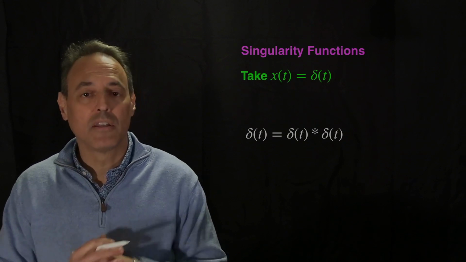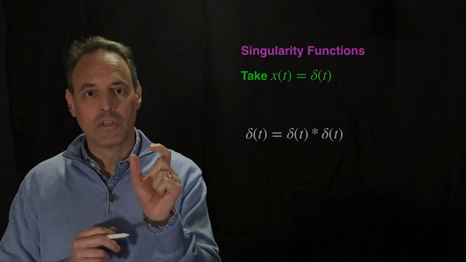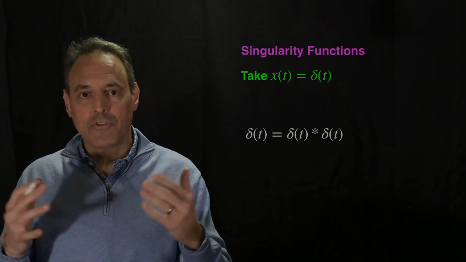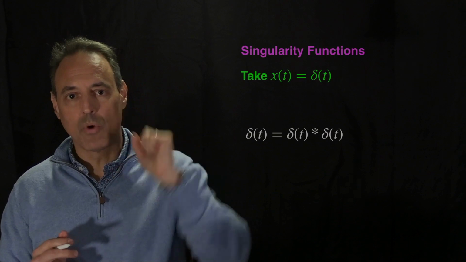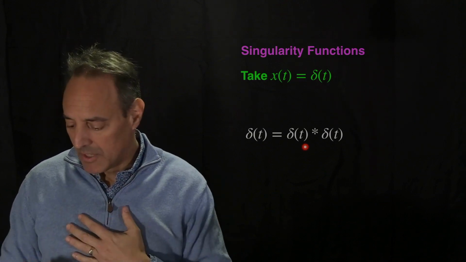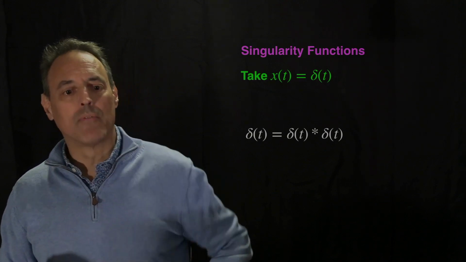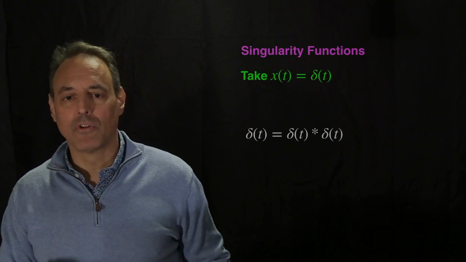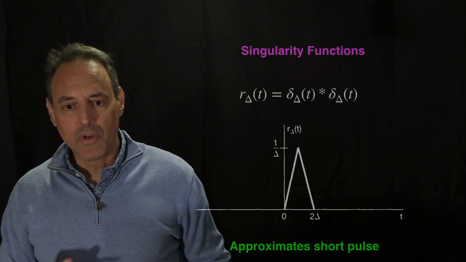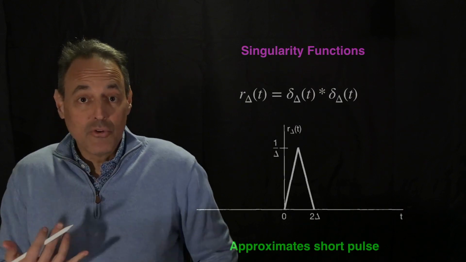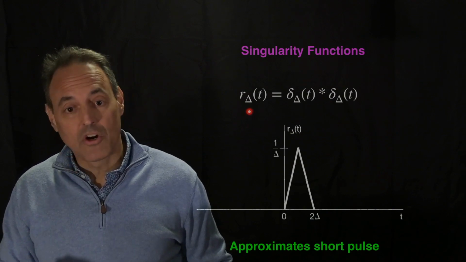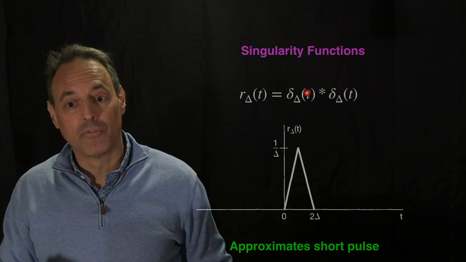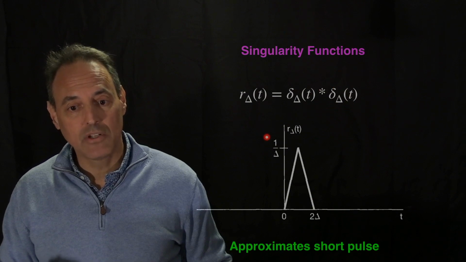The way we defined a delta function previously was we took the limit as delta went to 0 of a box that had width delta and height 1 over delta. But now here is a different way of representing this delta function. It's convolution with itself. And what does that look like? So this is a new singular function, which we're going to call r of delta, which is the convolved version of it with itself. And it actually looks something like this.